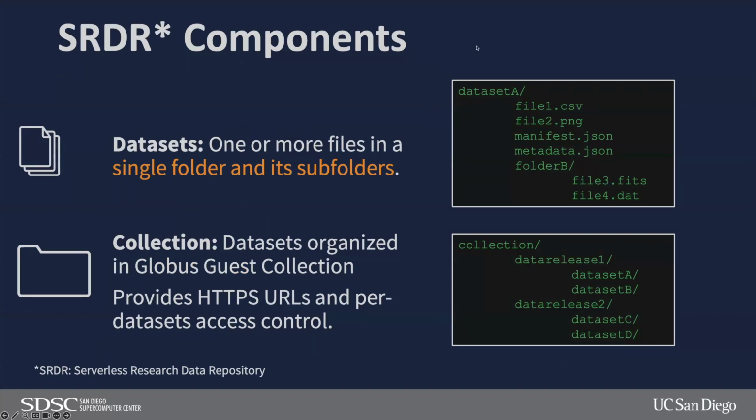So we now choose the operational definitions for each of these components. So data sets, we keep it simple. It's a single folder with files and subfolders. This has some advantages in terms of generating manifests and assigning permissions. And then the collection is basically, in our case, a Globus guest collection, which is going to do two things. One, it's going to provide you a place to put your data sets. And two, it's going to allow for HTTPS URLs for all of the files, and you can give per data set access control.